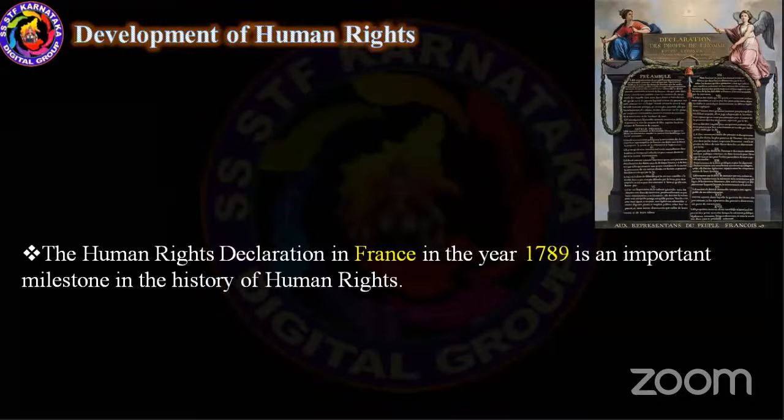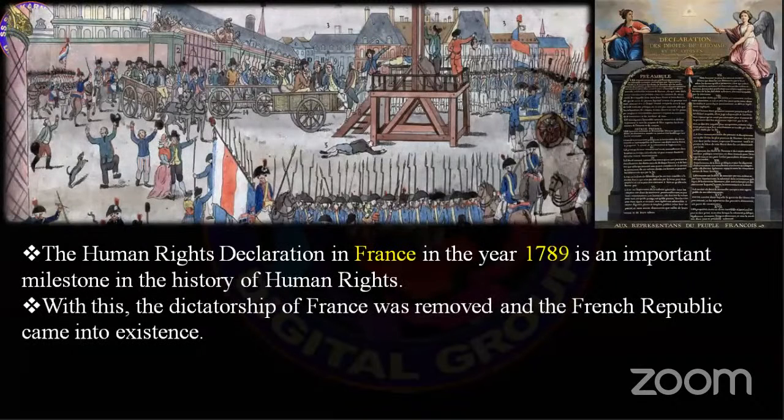The Human Rights Declaration in France in 1789 is an important milestone in the history of human rights. First, the American government showed how to implement human rights, and later France did in 1789. With this, the dictatorship of France was removed and the French Republic came into existence with the end of the French Revolution. Just as the Indian democratic Republic came into existence in 1950, on the 26th, the French Republic came into existence in 1789.